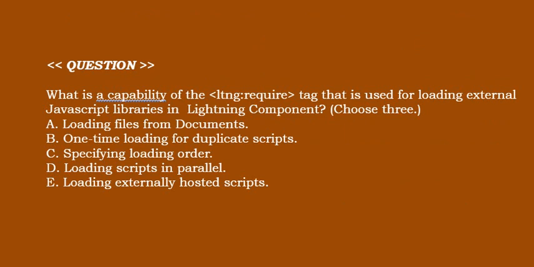Next question is, what is a capability of this tag that is used for loading external JavaScript libraries in Lightning components? Choose three options. Option A. Loading files from documents. Option B. One-time loading for duplicate scripts. Option C. Specifying loading order. Option D. Loading scripts in parallel. Option E. Loading externally hosted scripts.